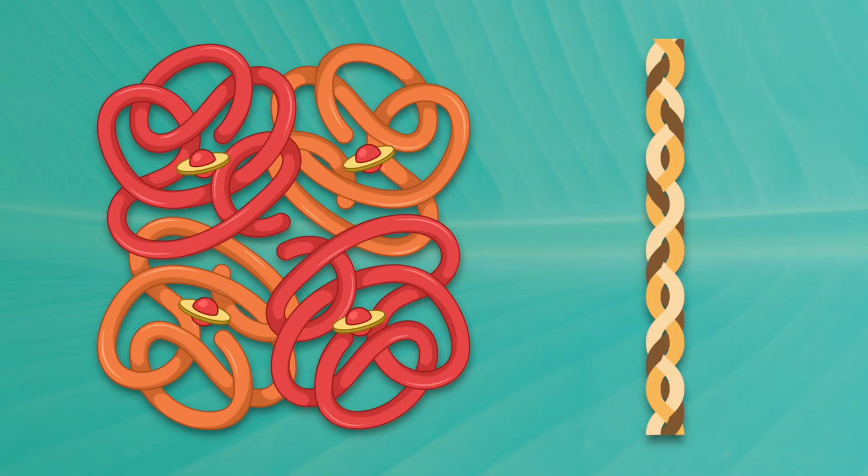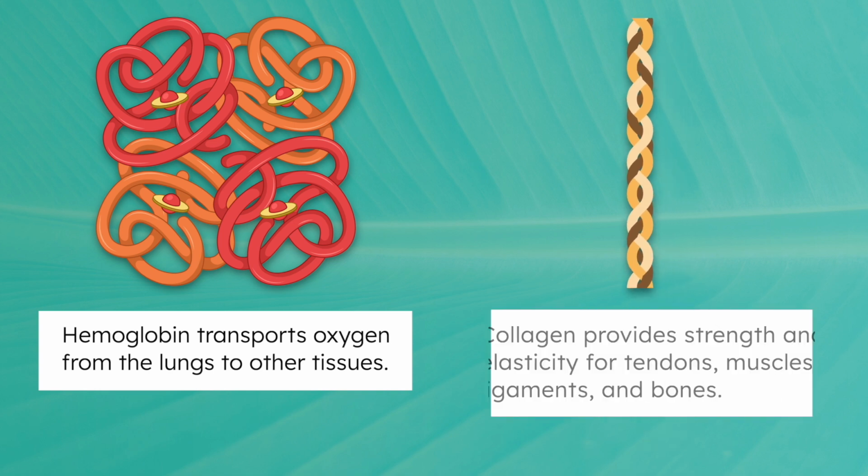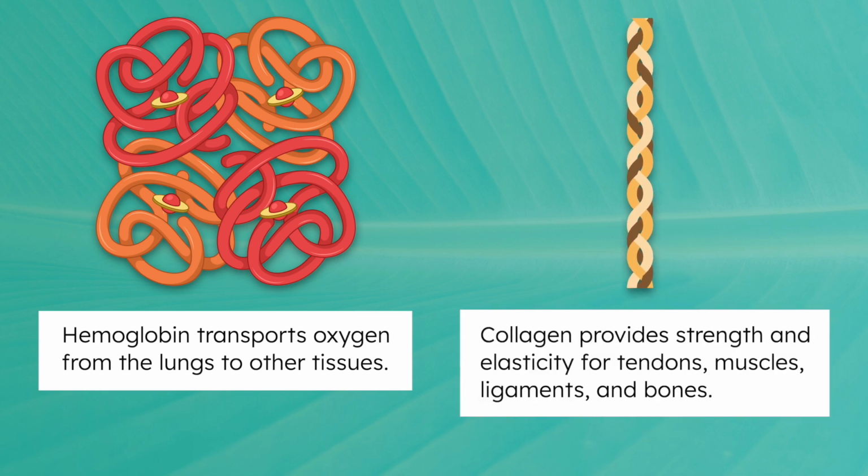Take a look at these 2 proteins found in the human body. One carries oxygen in your blood, the other one forms strong connective tissue. So which do you think is which? The one on the left is hemoglobin, a protein found in red blood cells that helps transport oxygen from the lungs to other tissues. The one on the right is collagen, the most abundant protein in your body. It provides strength and elasticity for tendons, muscles, ligaments, and bones.